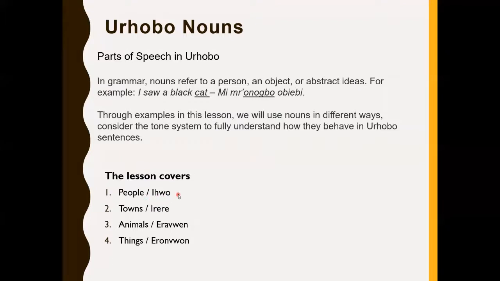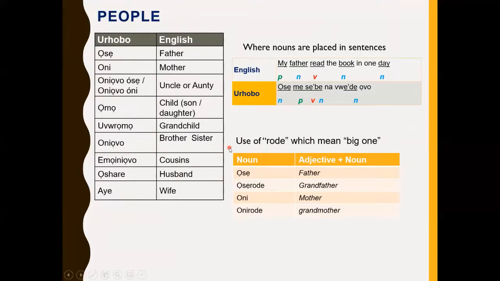People is iho, people. Towns, ilele, towns. Animals, erawi, animals. Things, erawo, things. So we're going to be practicing some examples across these four different aspects, starting with people.